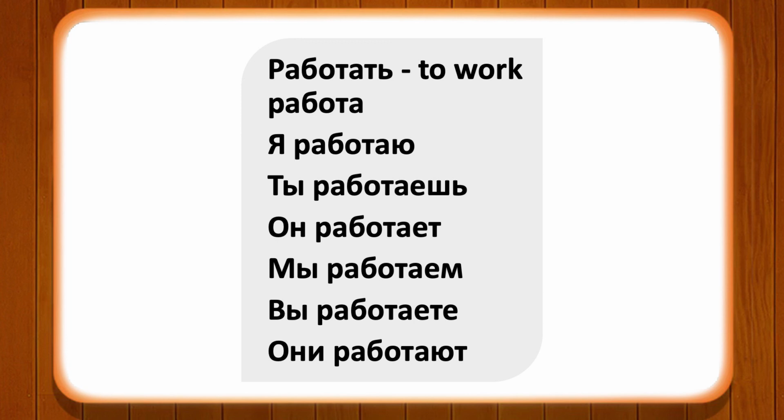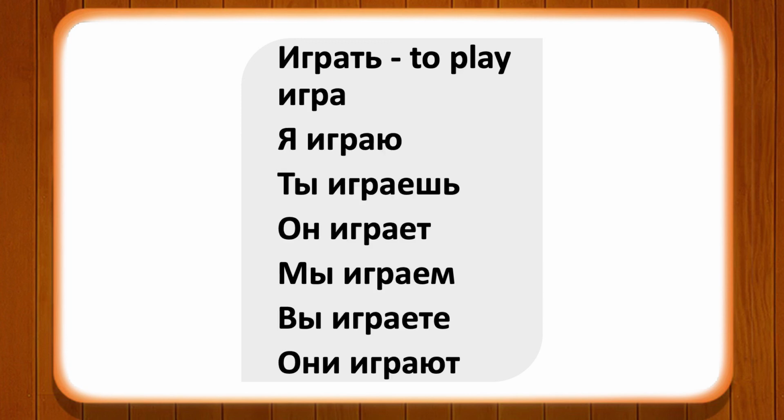The next verb is играть. Играть means to play. After removing the last two letters, you get the stem игра. To this, you add the corresponding endings. Я играю. Ты играешь.